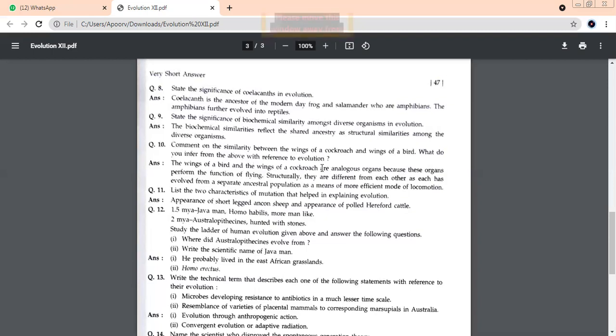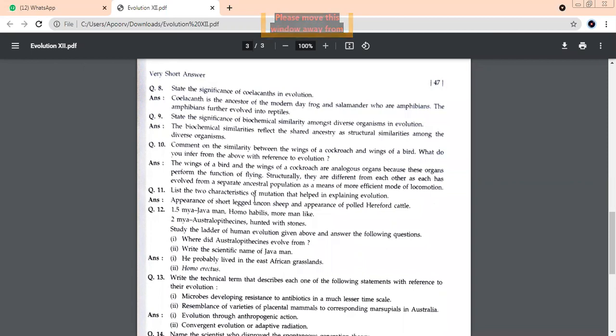Comment on the similarity between the wings of a cockroach and the wings of a bird. What do you infer from the above? The wings of the bird and the wings of a cockroach are analogous organs because we know both of them perform which function? Flying. Both of them have the same function. Structurally, they're different from each other. So they have evolved from separate ancestors.